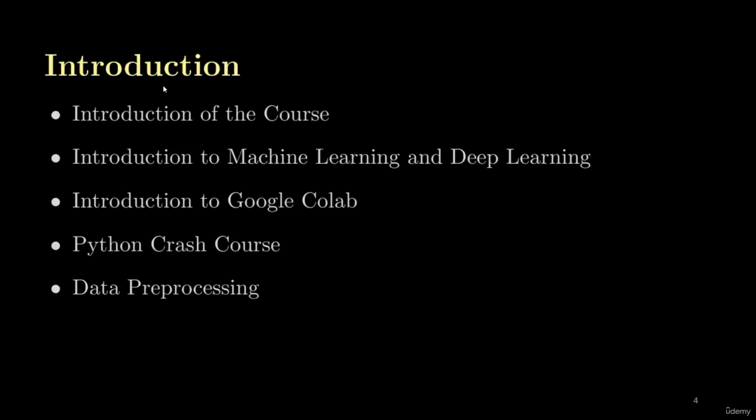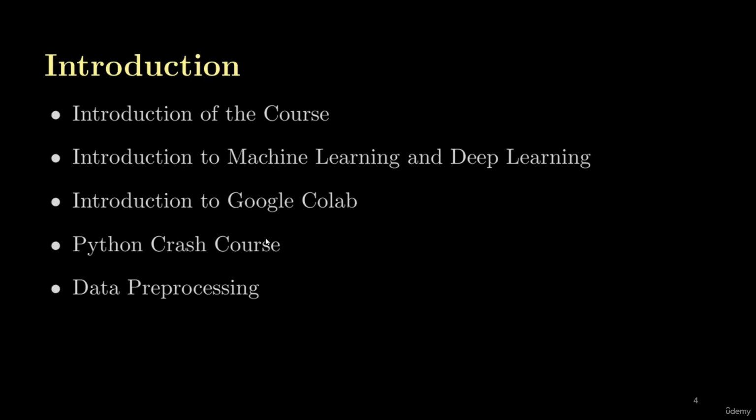When I click on the introduction, in the introduction component of the course, I have 5 sections. I will start with the introduction of the course. Then there is a section on the introduction of machine learning and deep learning. In this section, we will learn about the fundamentals of machine learning and deep learning. Then we will learn about Google Colab. The reason is that in this course, we will implement every project in Google Colab. Therefore, first we learn about Google Colab.